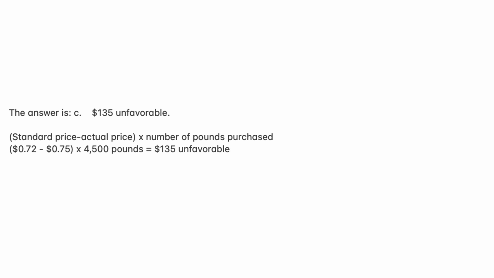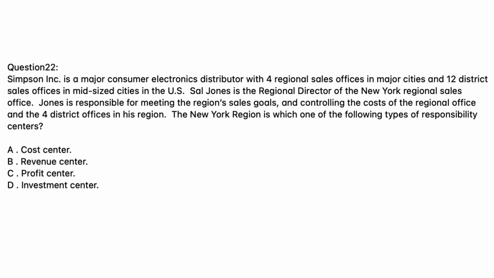Standard price minus actual price, times number of pounds purchased. 72 to 75 cents, times 4,500 pounds equals $135 unfavorable. Question 22. Simpson Incorporated is a major consumer electronics distributor with 4 regional sales offices in major cities and 12 district sales offices in mid-sized cities in the U.S. Sal Jones is the regional director of the New York Regional Sales Office. Jones is responsible for meeting the region's sales goals and controlling the costs of the regional office and the 4 district offices in his region.